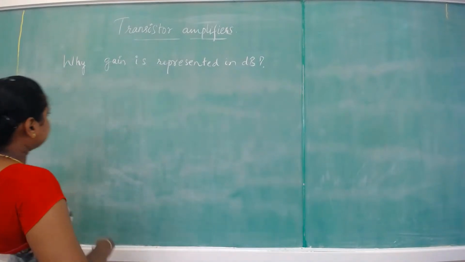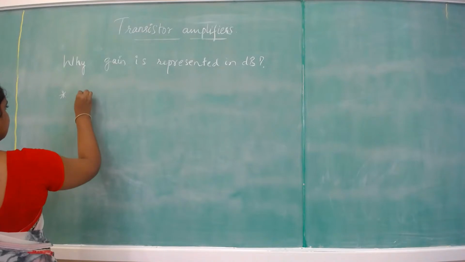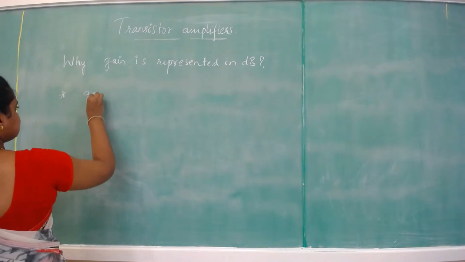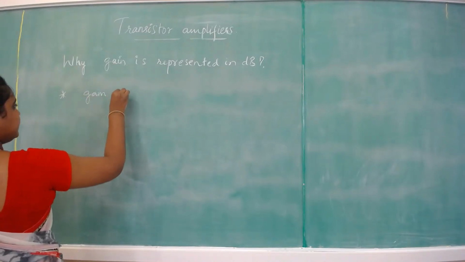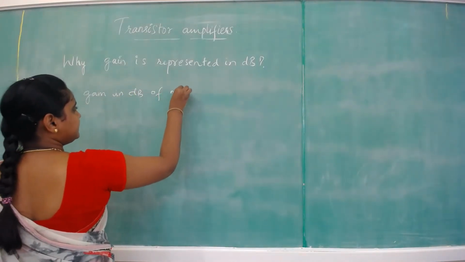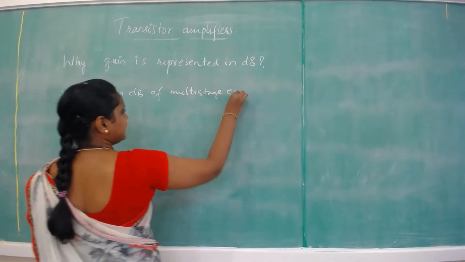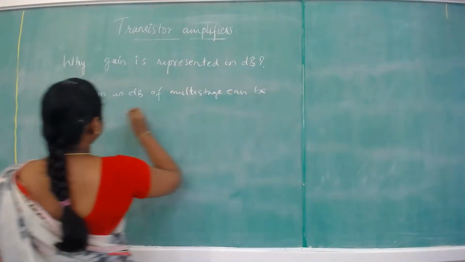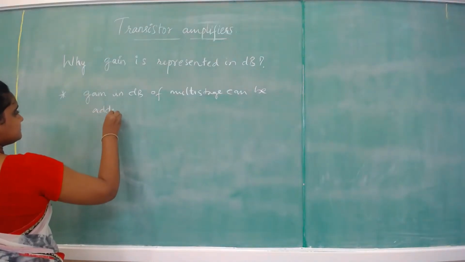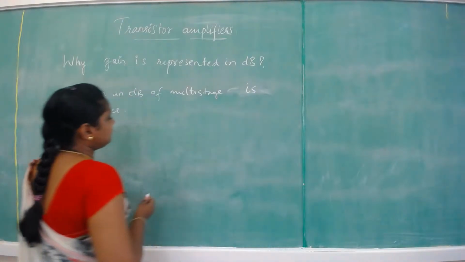The other reason is that the gain in dB of multiple stages can be added. Can be added, otherwise is added. Okay?